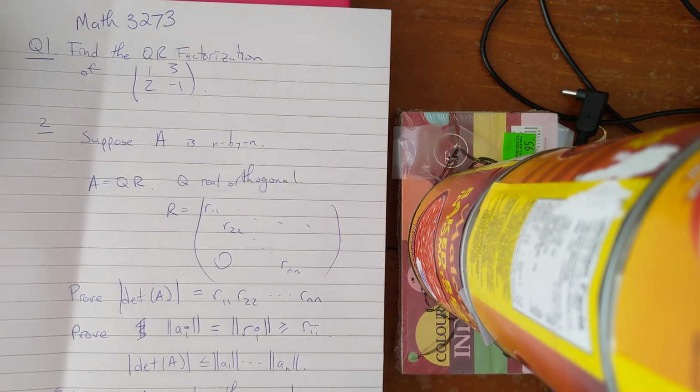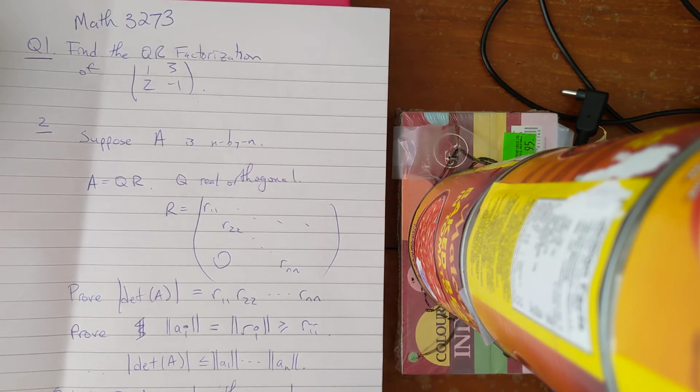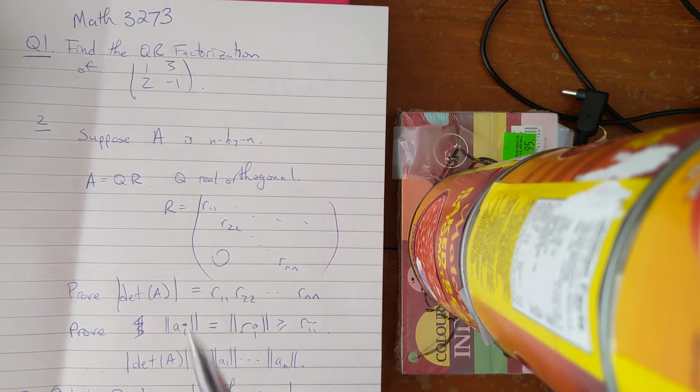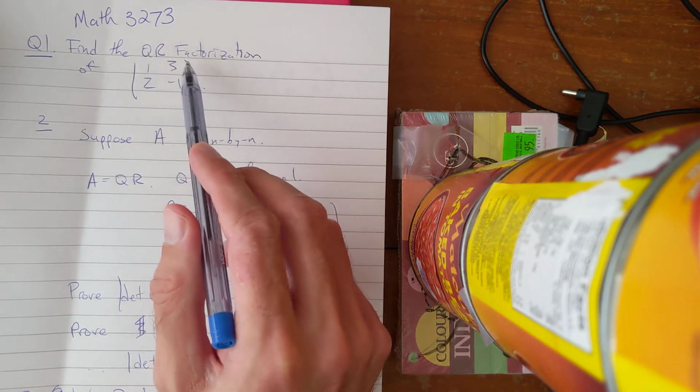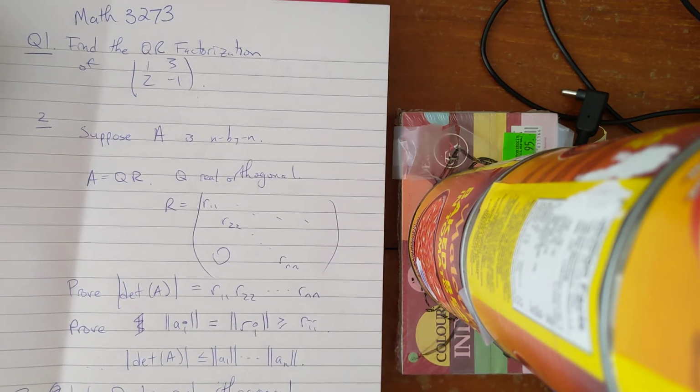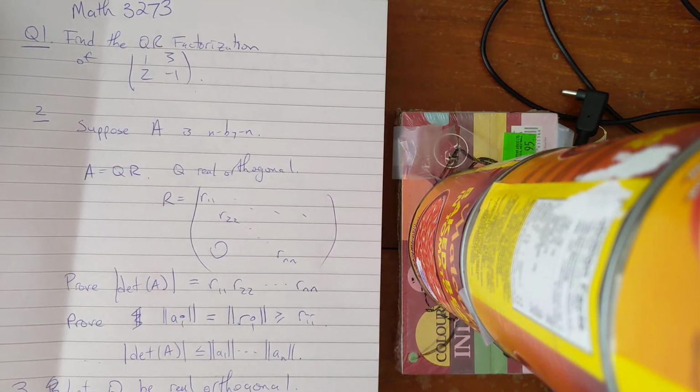And I'll also remind you of the steps on what to do. I mean, this matrix is only 2 by 2, so finding the QR factorization isn't too involved. Okay.